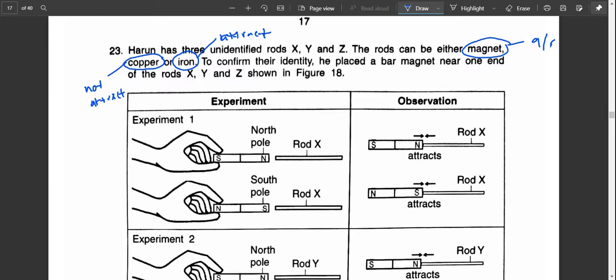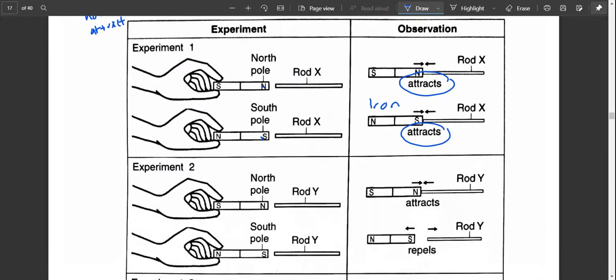Experiment 1. You have the north pole and you have the south pole, and it says attract. So as I mentioned just now, it will most likely be iron. Rod X is most likely iron. North pole, south pole, one is attract, one repel. So if one always attracts and one always repels, most likely rod Y is a magnet.